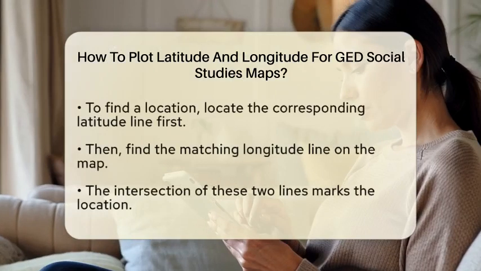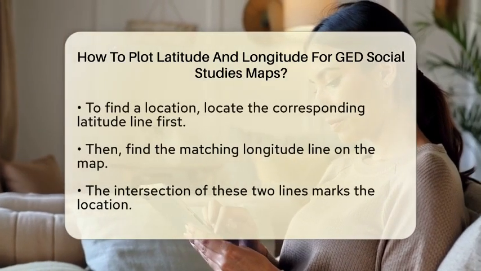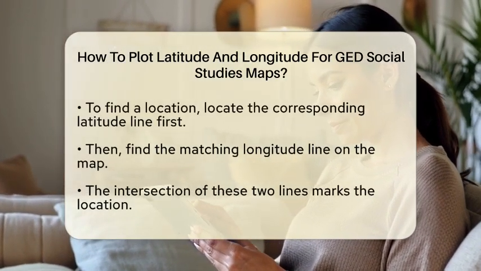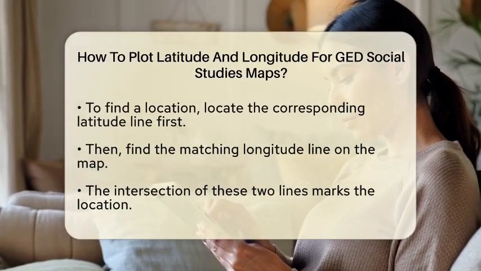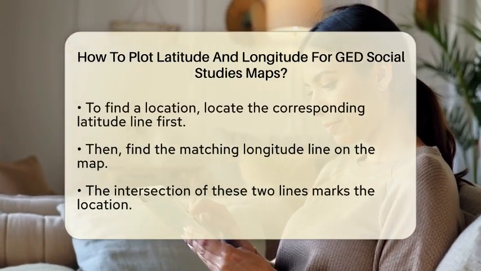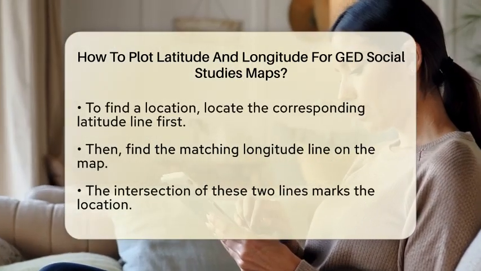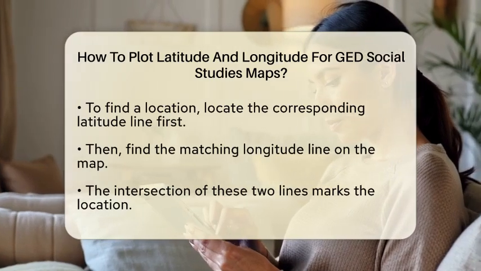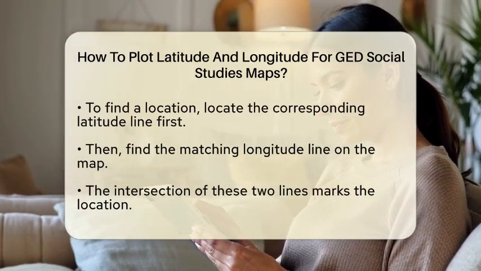When you plot a point on a map, always write the latitude first and then the longitude. For instance, if a location is at 42 degrees north and 71 degrees west, you would write it as 42 degrees north, 71 degrees west.